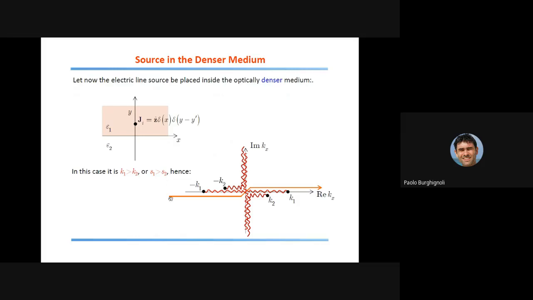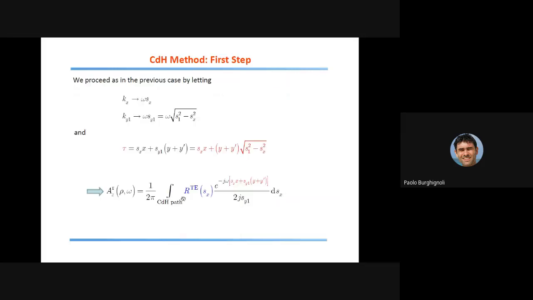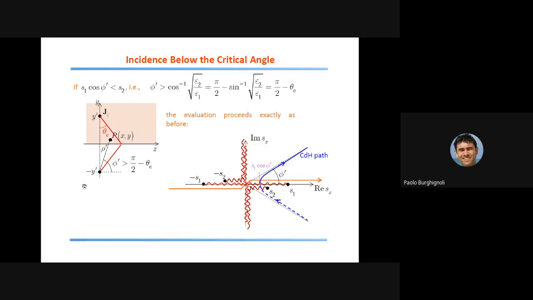What's the difference in the procedure? Well, if you evaluate the first step of the Cagniard-de Hoop method, then everything is the same. You scale the integration variable introducing the radian frequency omega, and you introduce the same time parameter tau, which depends on Sx in the usual way. So you write your frequency domain potential as an integral along the Cagniard-de Hoop path. However, we now should distinguish between two cases.